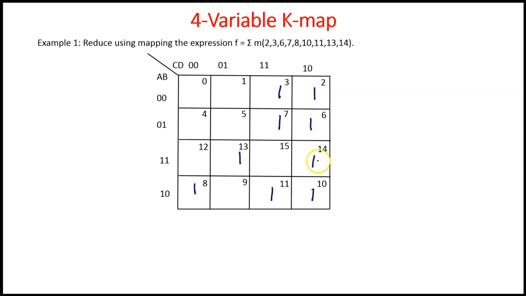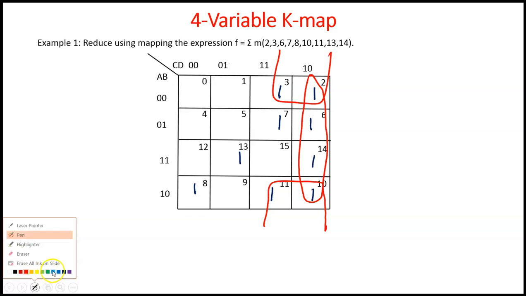Clear? So how can we reduce it? We have to start from the maximum possible grouping. These two is one grouping, and these two is one grouping, so we will start with that. That is one type of grouping. And then the next one is this four, which is one grouping.